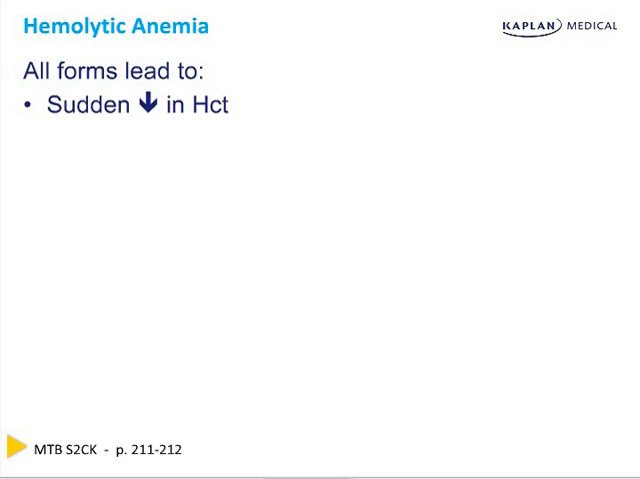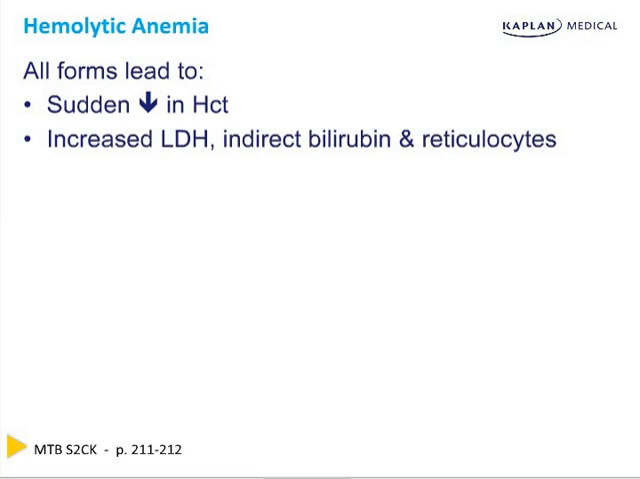They all cause a sudden decrease in hematocrit. They all cause an increase in LDH. LDH comes out of cells. You destroy cells of any kind, the cells release LDH. So anything that breaks down cells, whether it's heart or brain or muscle or red cells, causes a high LDH. That means a high LDH is irrelevant. A normal LDH really helps exclude hemolysis.